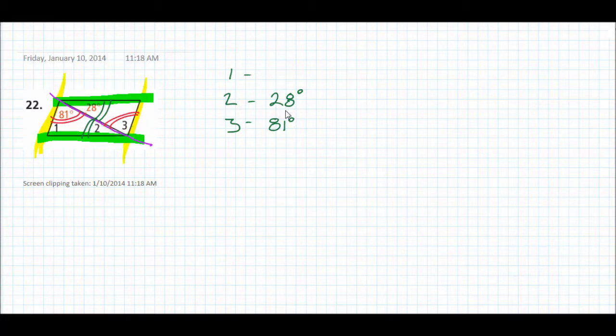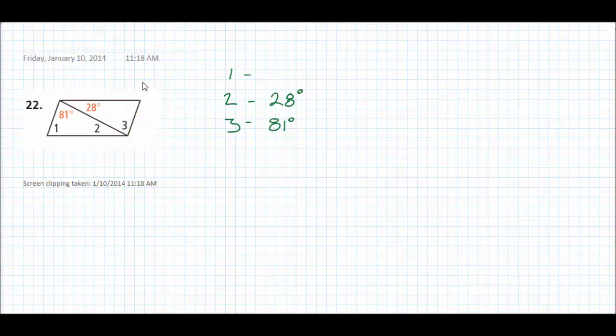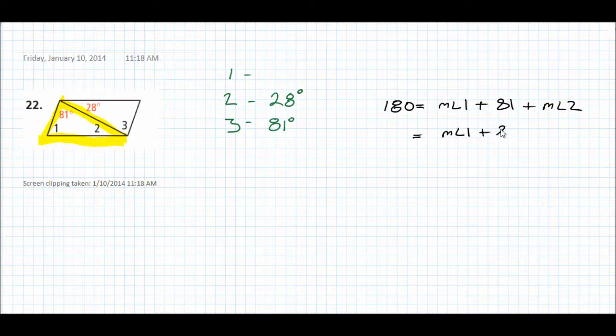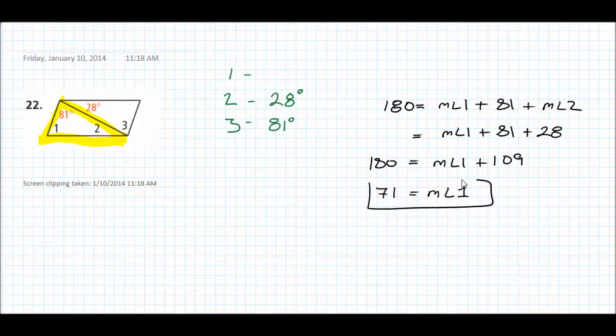There are a few different ways we could do this, but let's go back to the easiest one and make a triangle. I'm going to highlight it here for us. So there's our brand new triangle. The sum of the three angles is 180. That sum equals the measure of angle 1 plus 81 plus the measure of angle 2, which we already have. The measure of angle 2 was 28 degrees, so it equals angle 1 plus 109. It's still 180. Subtract 109 from each side and you get 71 degrees equals the measure of angle 1. So angle 1 is 71 degrees, angle 2 is 28 degrees, and angle 3 is 81 degrees.